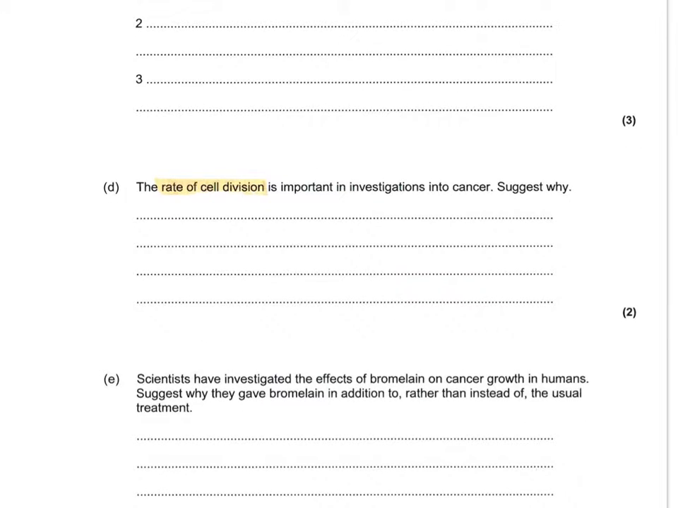How is the rate of cell division important in investigations into cancer? Explain why. So it allows you to see whether your treatment's having an effect or not, because the faster the rate of division, the faster the rate the cancer would grow. So it allows you to see how effective your treatment is.